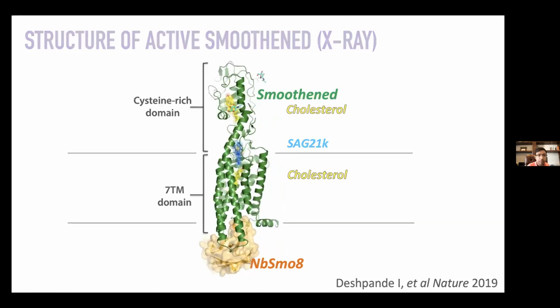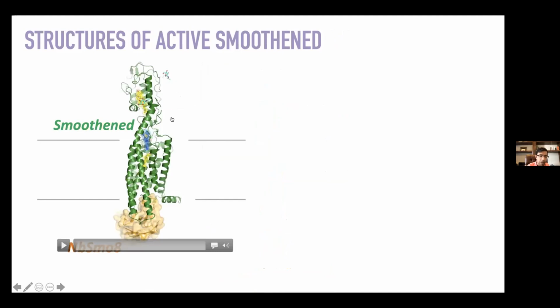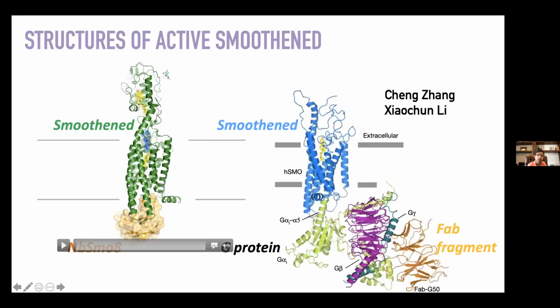Now, at the same time, while we were focused on trying to get a crystal structure of an activated SMOOTHENED with one of these nanobodies, the labs of Cheng Zhang and Xiaokun Li determined a cryo-EM structure of SMOOTHENED, in this case bound to a heterotrimeric G protein of the GI class. For those of you who have been following the GPCR cryo-EM field, you'll recognize that there's been an absolute revolution in the structural biology of G protein coupled receptors by cryo-EM over the past 4 to 5 years.